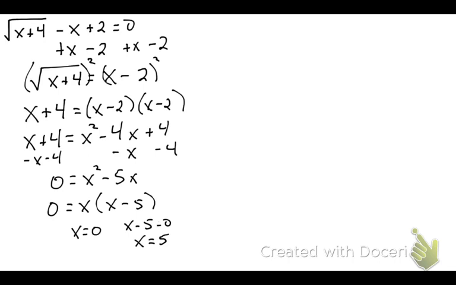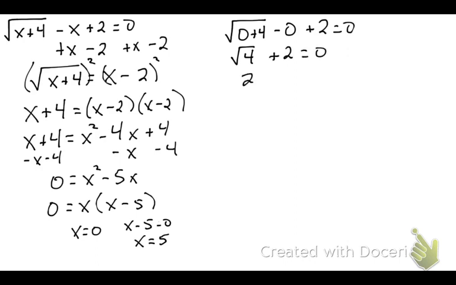But as always with square root equations, we need to check them. We'll start with 0. The square root of 0 plus 4 minus 0 plus 2 should equal 0. So the positive square root of 4 plus 2 should equal 0. But that is not true. 4 does not equal 0, which means that x equals 0 is not a solution. It is extraneous.